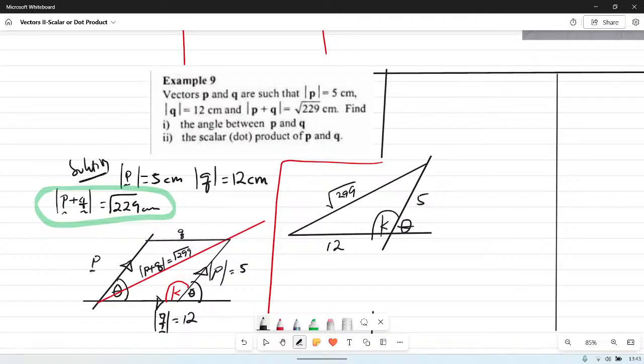So when you are using the cosine rule, you use it only when you are given two sides and an angle between them. I repeat, we use the cosine rule when you are given two sides and an angle between them to find a third side, or you are given three sides to find the unknown angle.